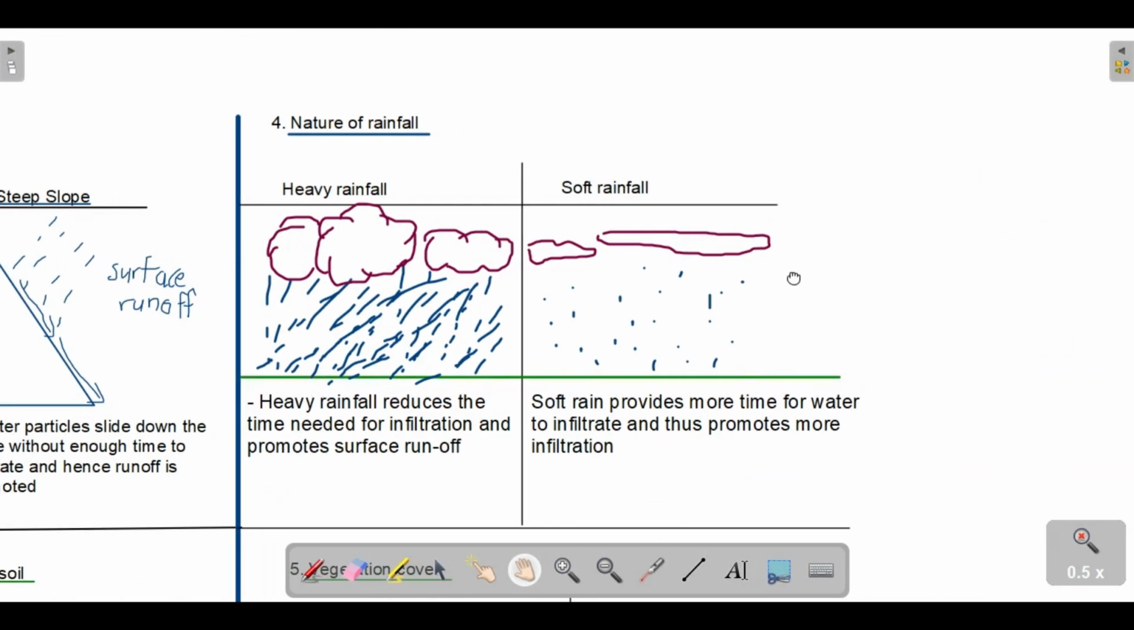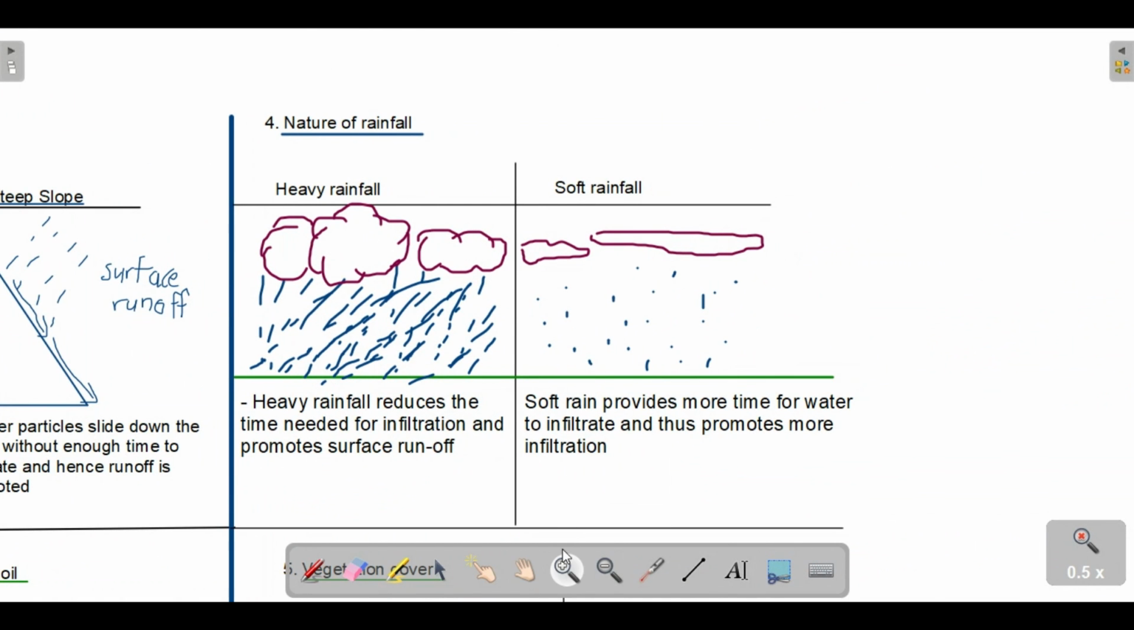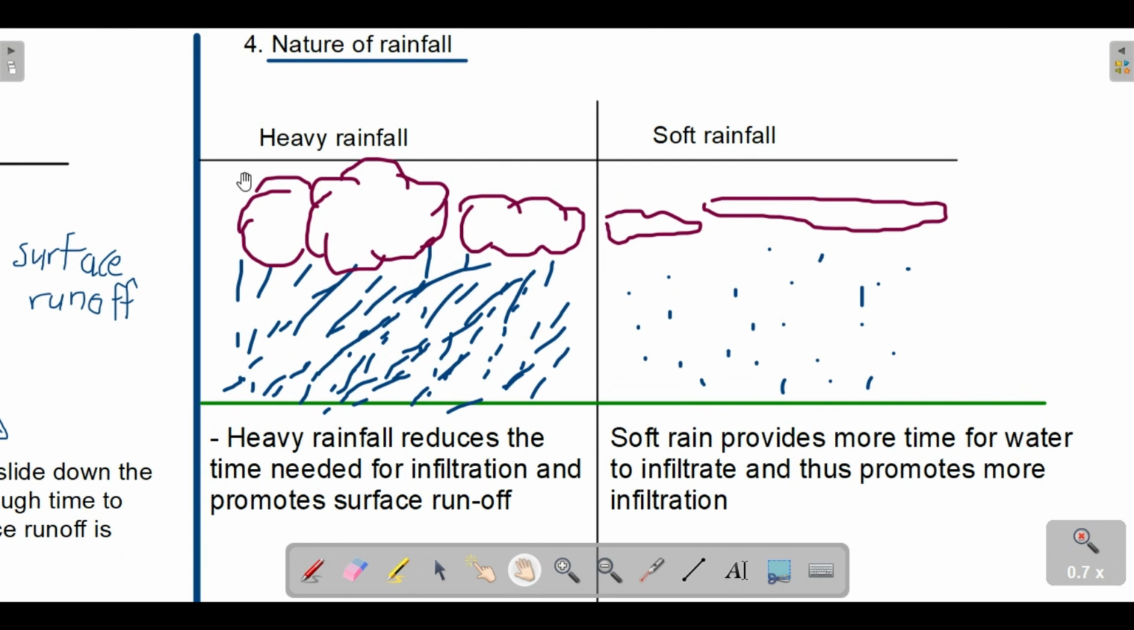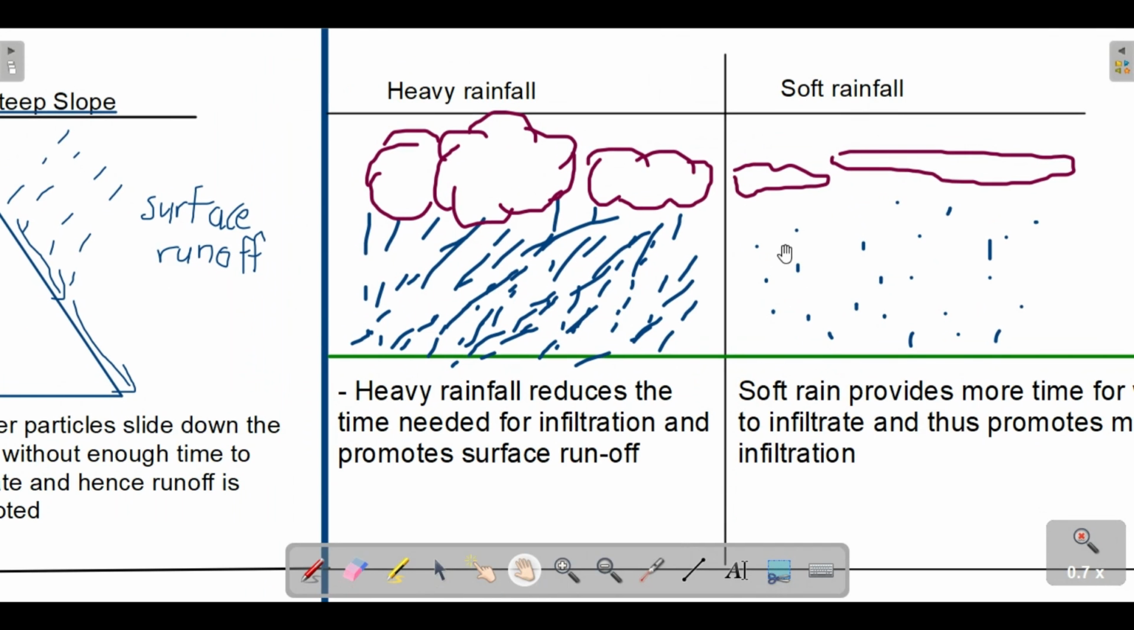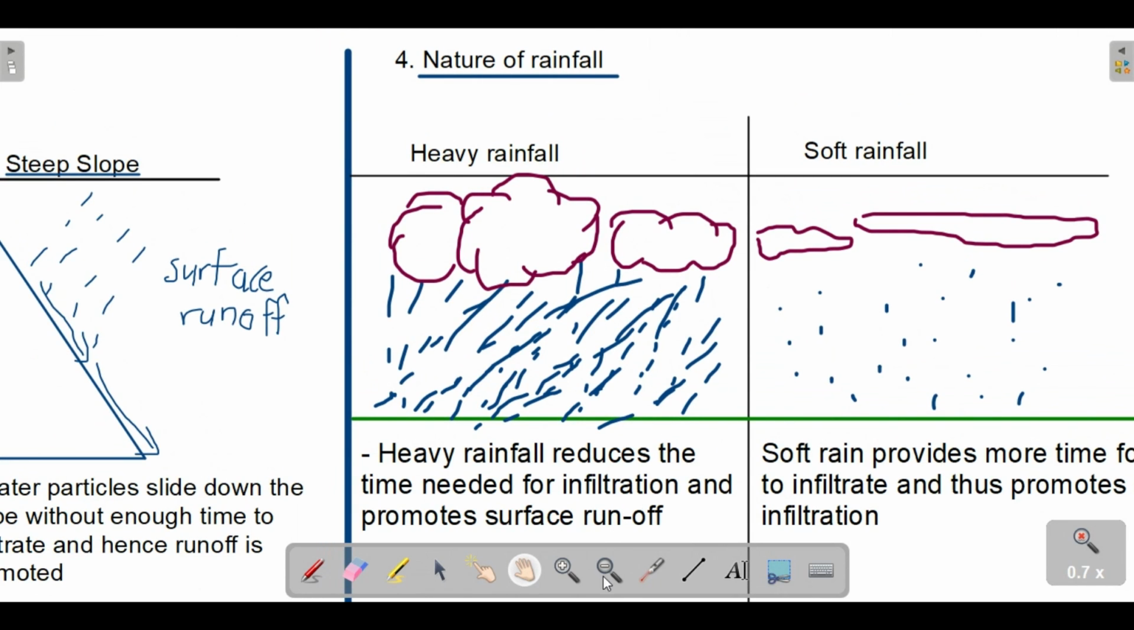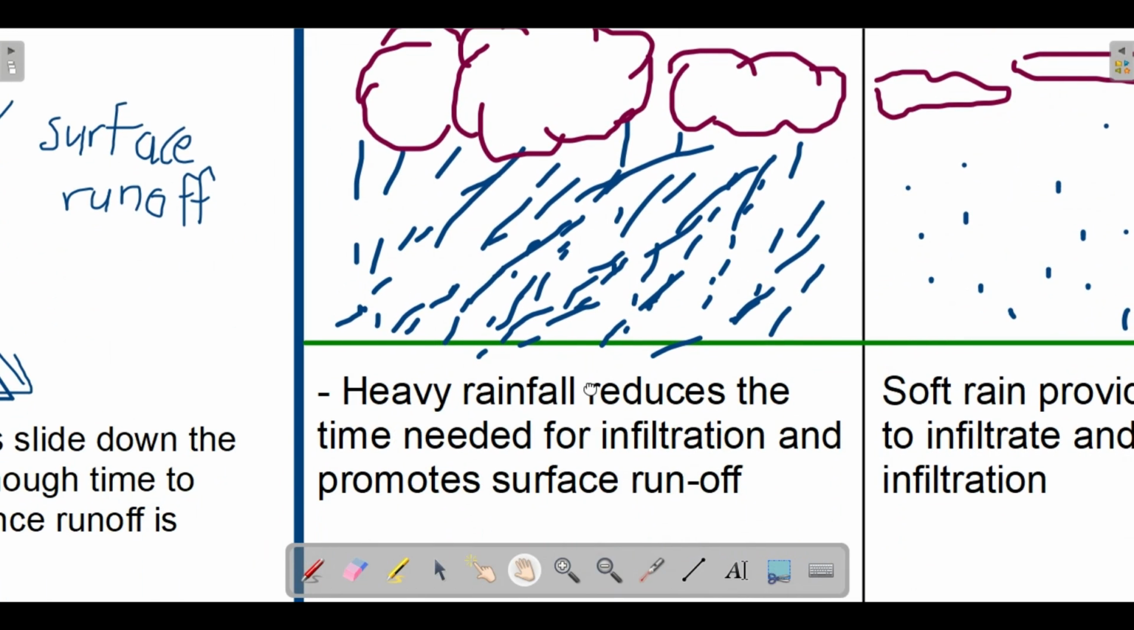The fourth factor is the nature of precipitation, the nature of rainfall. That is, between a heavy rainfall and a soft rainfall. Whenever it is heavily raining, that means water particles are pouring in high volume because they are falling at a very fast pace in a short time. This does not give the water enough time to infiltrate. So heavy rainfall reduces the time needed for infiltration, and hence this promotes surface runoff. Remember, water needs time to infiltrate.